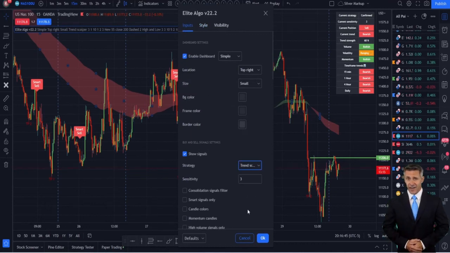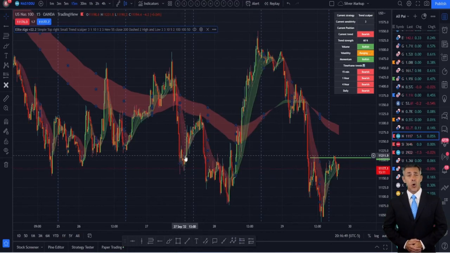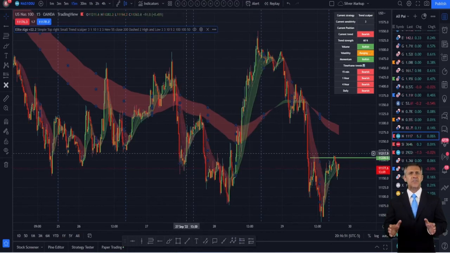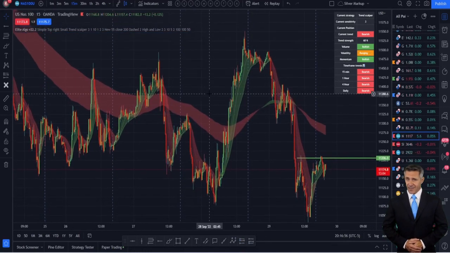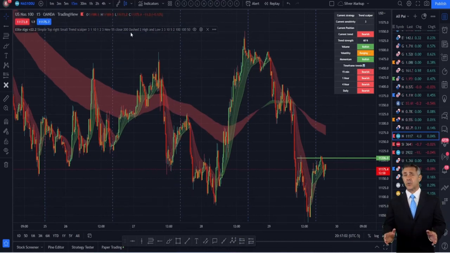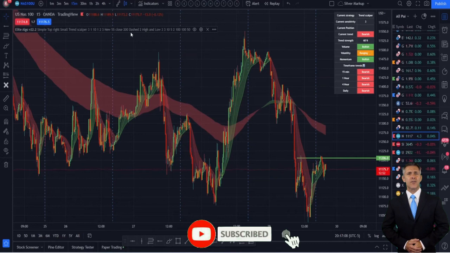Then you have what's called trend scalper. Trend scalper is one that focuses more on the momentum of the markets. So I like to use trend scalper to confirm an entry for a bigger position. So for example, if I'm on the 1 hour and I'm looking at the market and I'm seeing that there's a potential sell happening, I want to wait.